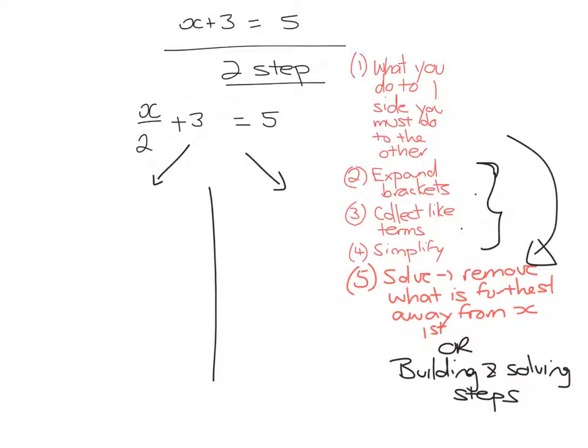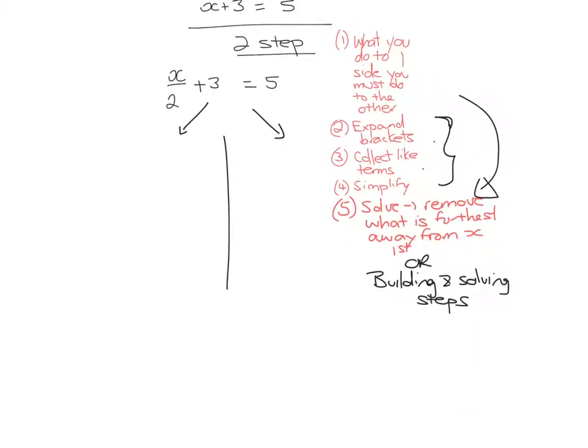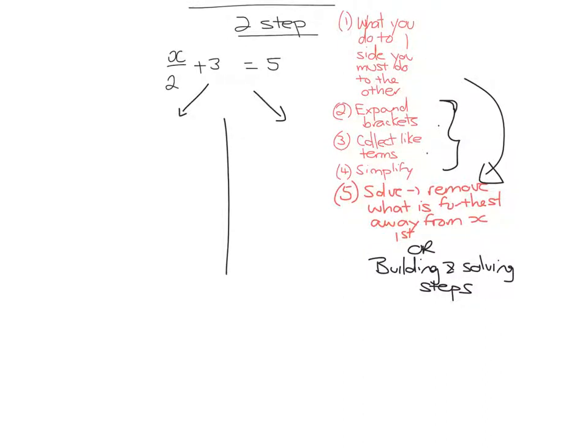There's two ways you can solve. You can either remove things one at a time, remembering to remove what is furthest away from x first, or you can use something called building and solving steps. So we'll talk about that first. But when you're solving, the really important thing to remember is that you solve by doing the opposite. Alright? So we've talked about this with one-step linear equations, but you do the opposite to solve. So the opposite of plus is take, multiply is divide, and take is plus and divide is multiply. Alright, so let's think about this.